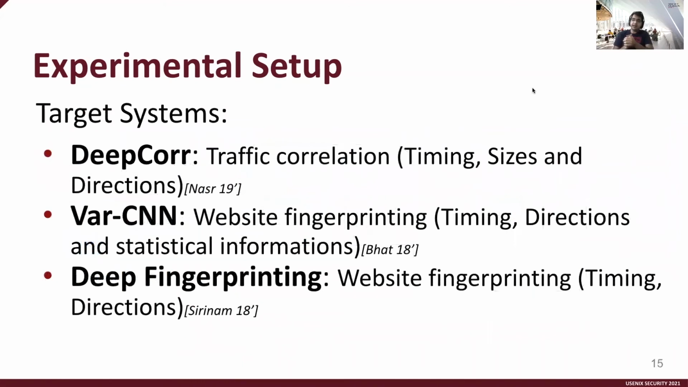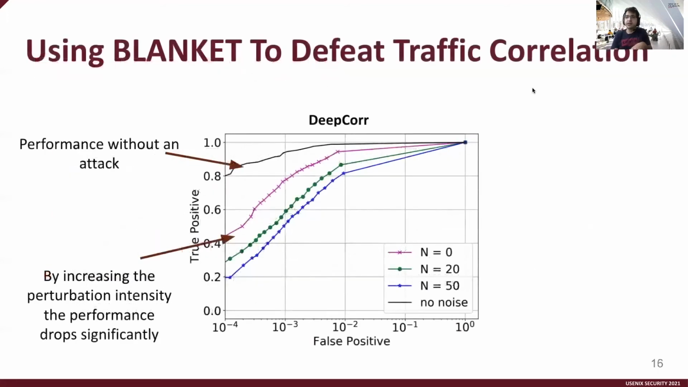So we evaluated this system on several different tasks like DeepCorr, and Var-CNN and Deep Fingerprinting, which are website fingerprinting methods; Var-CNN and website fingerprinting work on the same kind of task. These are the state-of-the-art works on these traffic analysis methods. And we saw that, for example, for DeepCorr, if you don't do any perturbation, the performance is very good and it can easily correlate the packets going into the Tor network with those coming out of the Tor network and de-anonymize the traffic.